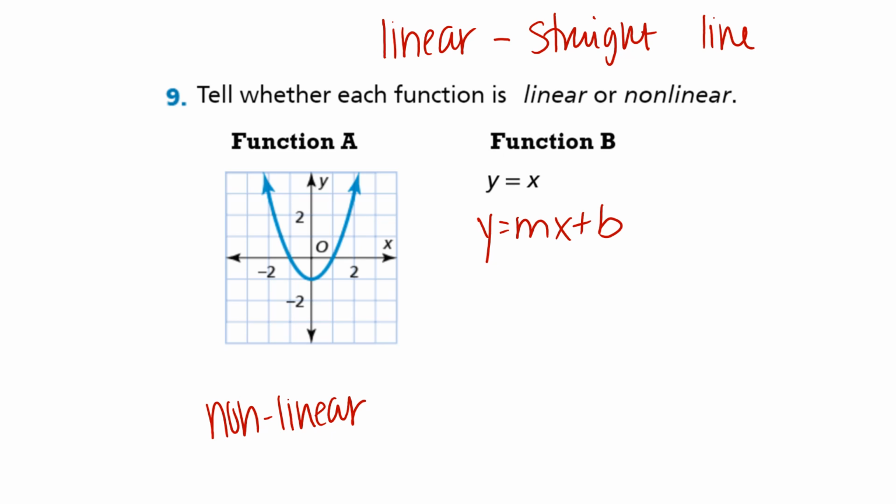For function B, if the equation is written in slope-intercept form, y equals mx plus b, it is a linear function. In that equation, my slope value is 1, that would be a 1x, and my b value is a plus 0, so it can be written in slope-intercept form, meaning it is a linear equation.